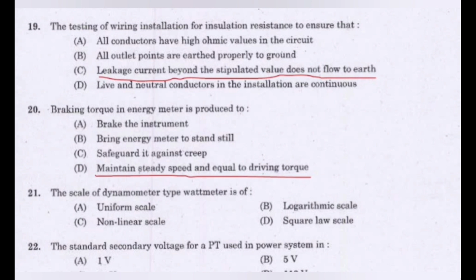Question number 21. The scale of dynamometer type wattmeter is of. Option A, uniform scale. Option B, logarithmic scale. Option C, nonlinear scale. Option D, square law scale. Answer is option A, uniform scale.